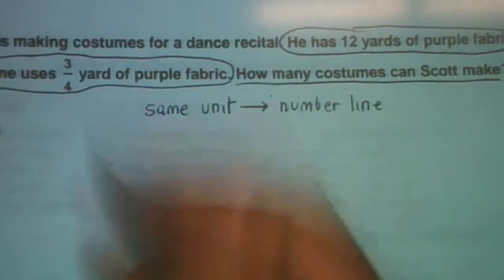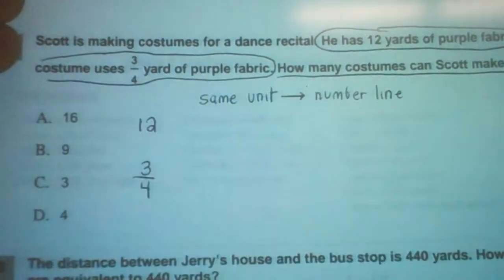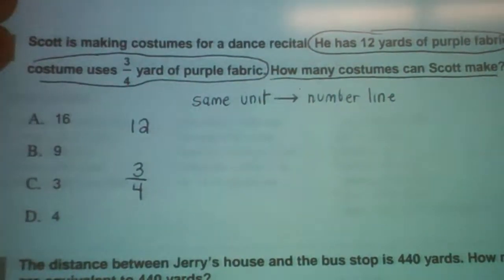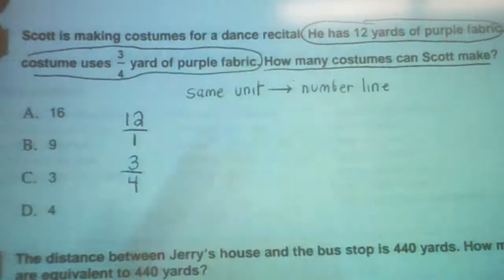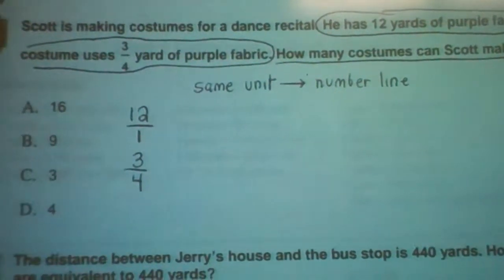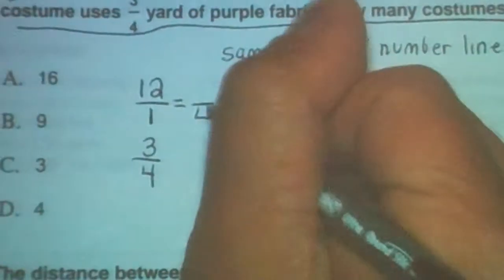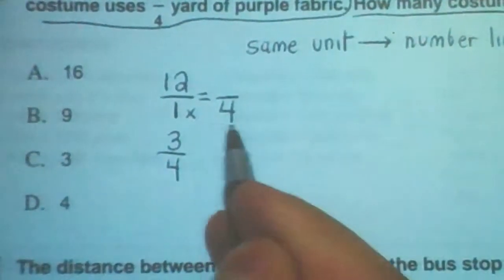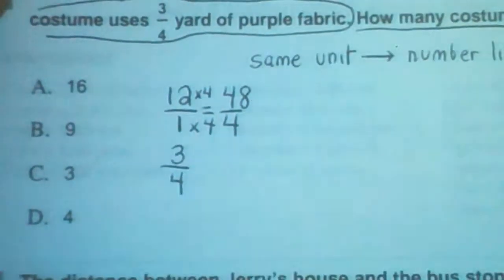Okay, so we have 12 and 3/4. We need to make these speak the same language before we make our number line, which means that we need to put this over 1, which is a major blunder that we saw a few people make. Now that this is over 1 and this is over 4, we can make both of these speak fourths. What would you multiply to get from 1 to 4? Times 4 is correct. Go ahead and call out what 12 times 4 is. If you said 48, you would be correct.